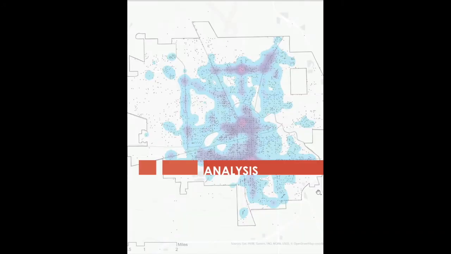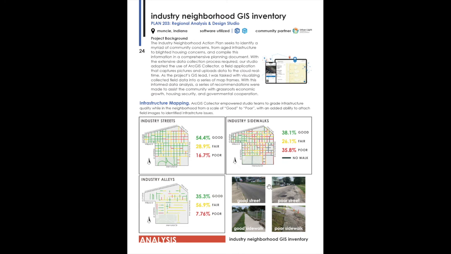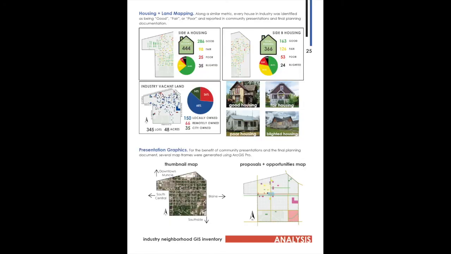The analysis section, he's got a ghosted GIS map. It looks like a heat map from Muncie. It introduces the analysis section. This would be the left-facing page at the beginning of the chapter, and then the secondary table of contents on the right-facing page. GIS inventory with captions and numbers.